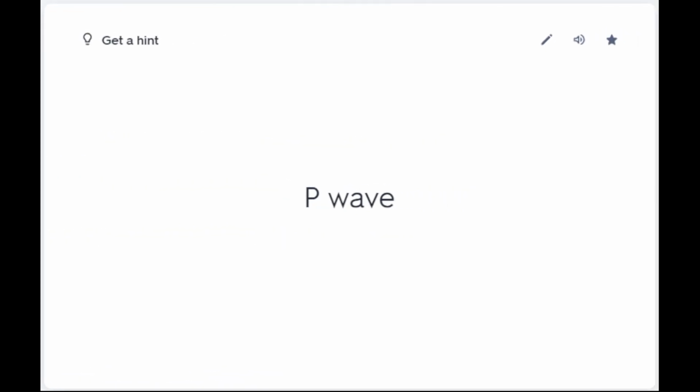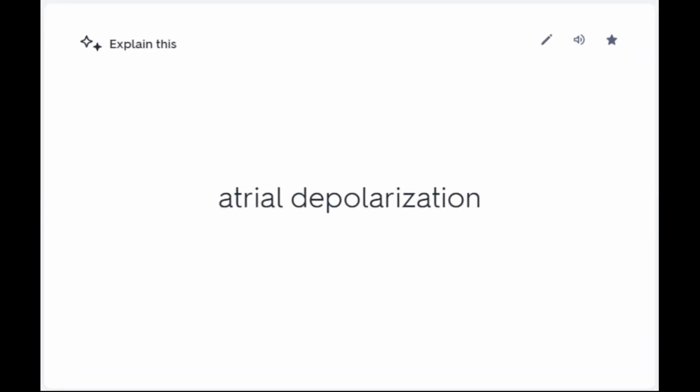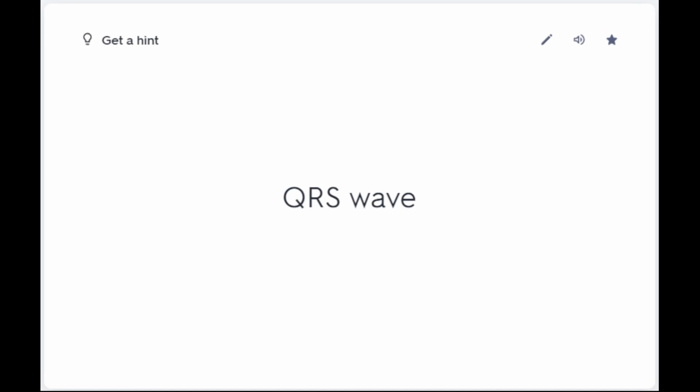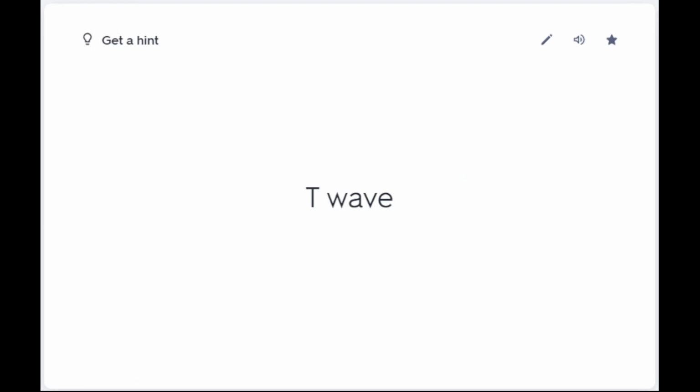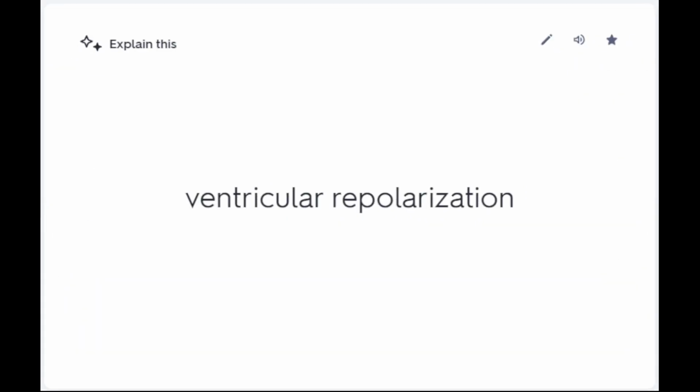P wave: atrial depolarization. QRS wave: ventricular depolarization. T wave: ventricular repolarization.